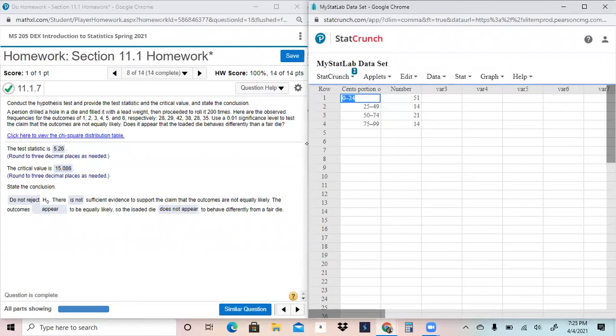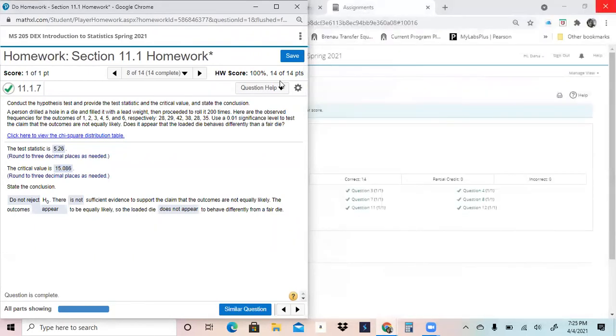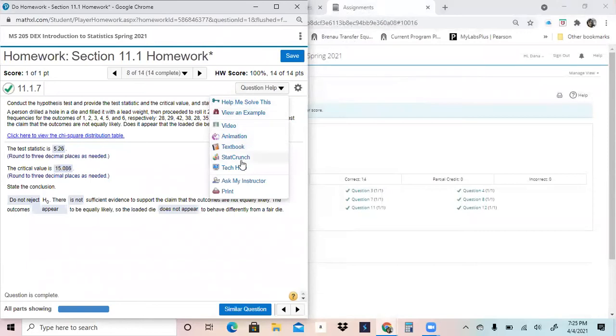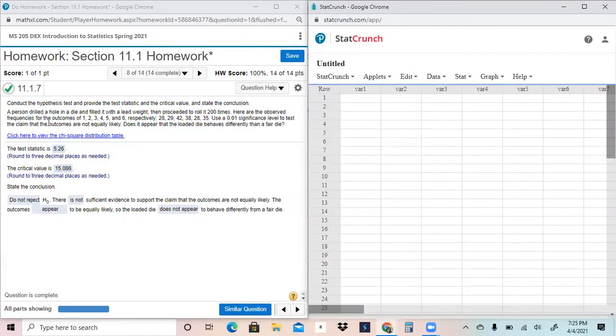So I could just type these in. I can just load up an empty StatCrunch sheet. The observed frequencies for the outcomes of 1, 2, 3, 4, 5, and 6 for a die, and I don't actually have to put those in. They're not actually going to be used in the calculations. Those are simply the names of the categories.